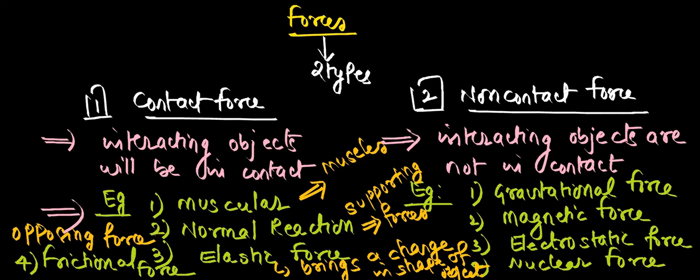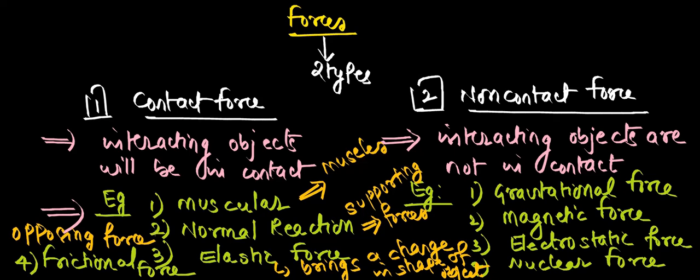Ma'am, but it opposes a relative motion. Yeah, opposes the relative motion of the body. Yes. Now, opposes the motion is different and opposes the relative motion is different. Opposes a relative motion is important. Relative motion in the sense what? Relative in the sense with respect to the other object. That is the meaning of relative. Okay, ma'am. Why is it called relative?